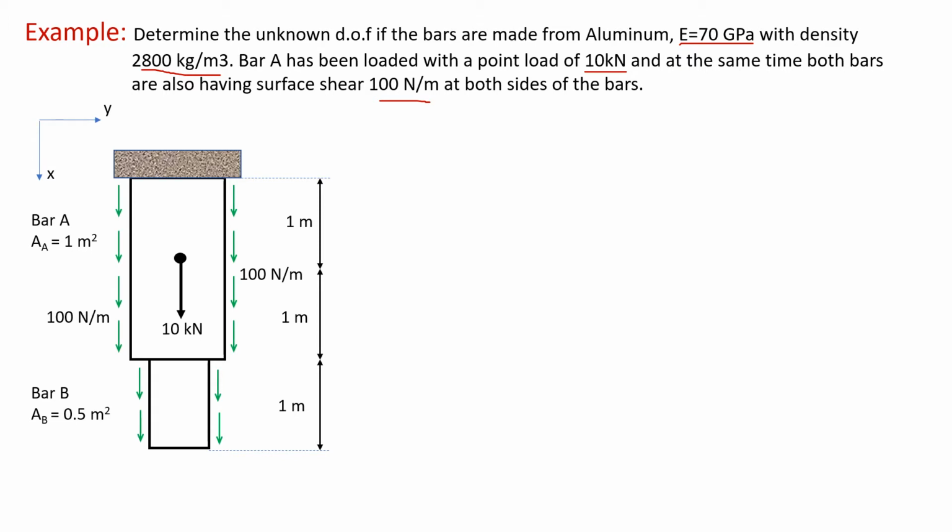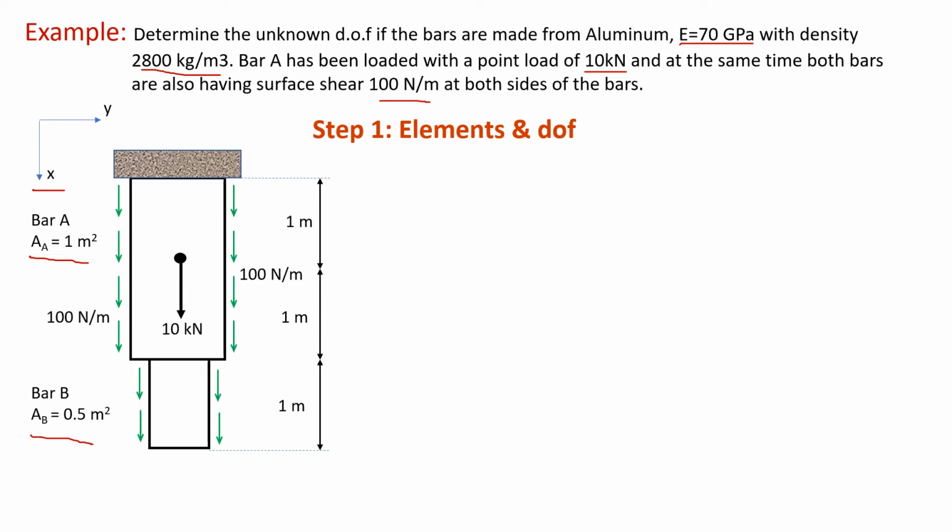We have two bars made from aluminium, the same material but with different cross sections. One has a cross section of 1 meter square, the other 0.5 meter square. Please take note that our axis X is positive in the downward direction. What will be our first step? Remember, our first step is to create the nodes and elements, and also determine the degrees of freedom.